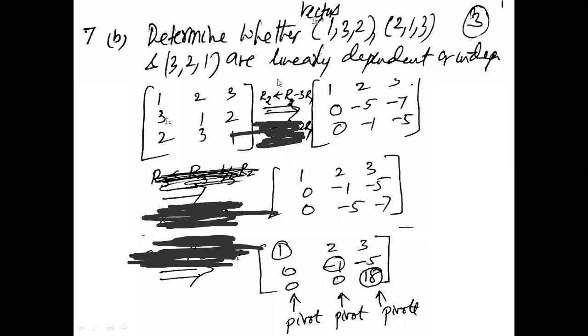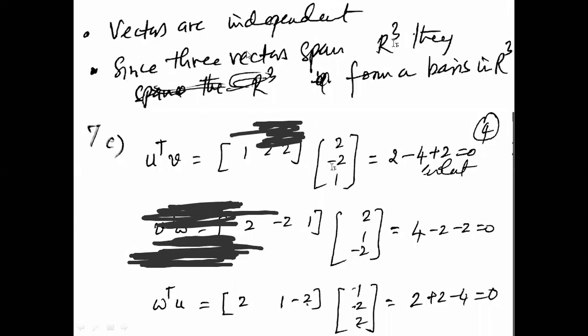So what we can understand from this is that the vectors are independent because 3 vectors are given to us and they are spanning R raised to 3. R raised to 3 means they are 3 dimensional. Therefore, these vectors are independent.